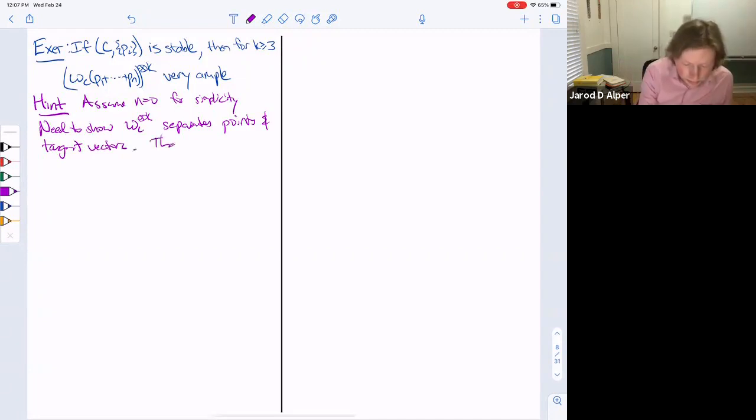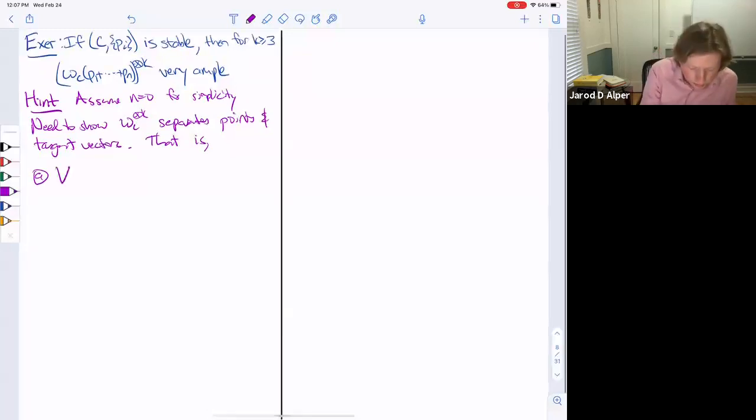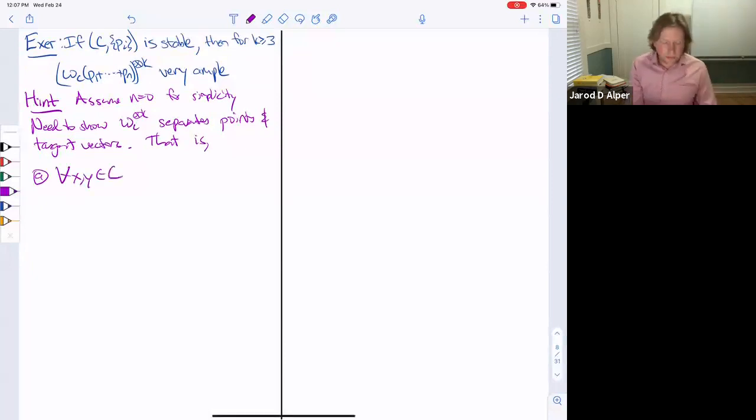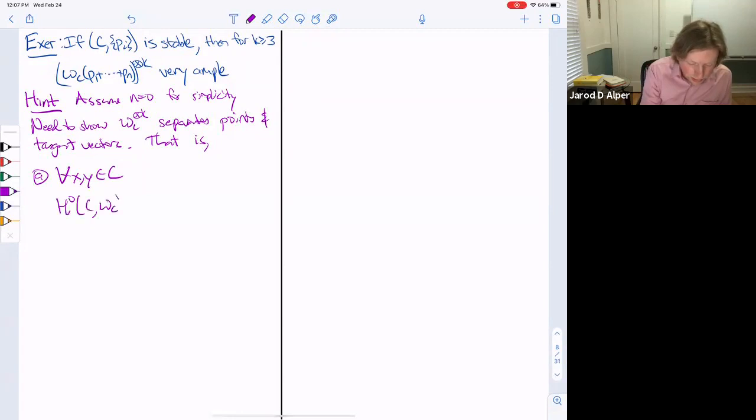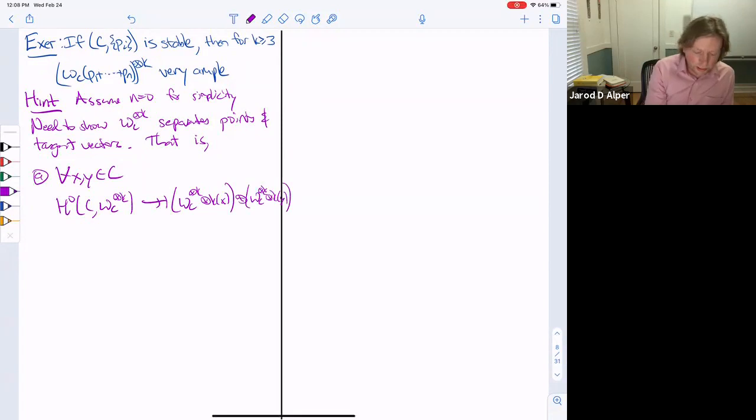So that is, if you just spell out what this means, to separate points, you need for all points x and y of C that there are enough global sections of omega C twisted by k so that this surjects onto the fiber at x and y. So you need to show that that's surjective.